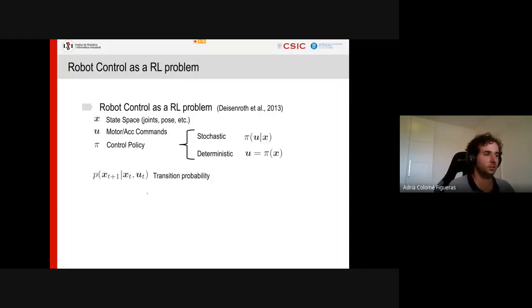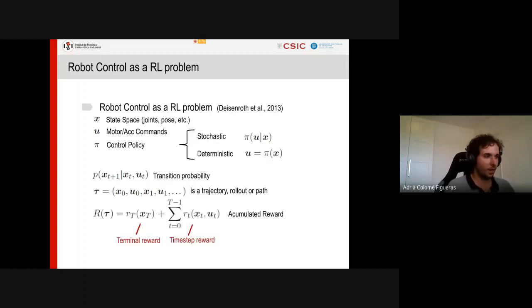And then usually there is the transition probability, which is the distribution of when we have the robot at a certain state and we apply a certain action, we move to a new state, and a whole set of states and actions is a trajectory, rollout, or path. And also in reinforcement learning, there's the reward function. The reward function can be many things. It's usually, for example, a terminal reward and some time step reward. Terminal reward would be like a task achievement indicator. And the time step reward would be like, I don't want large accelerations. I don't want to apply large torques to the robot. I don't want the robot to be this close to this place. Anything can be in here.